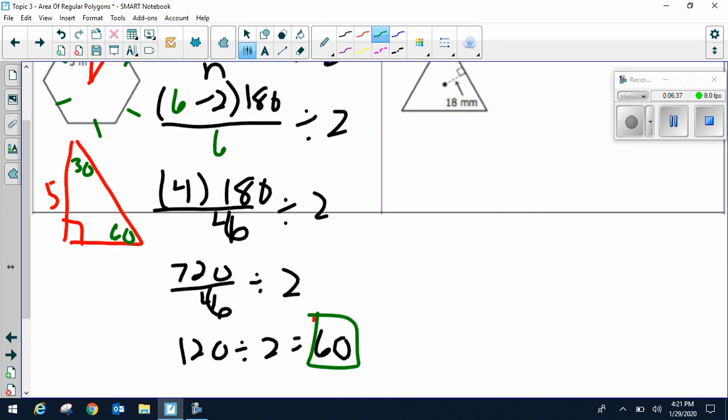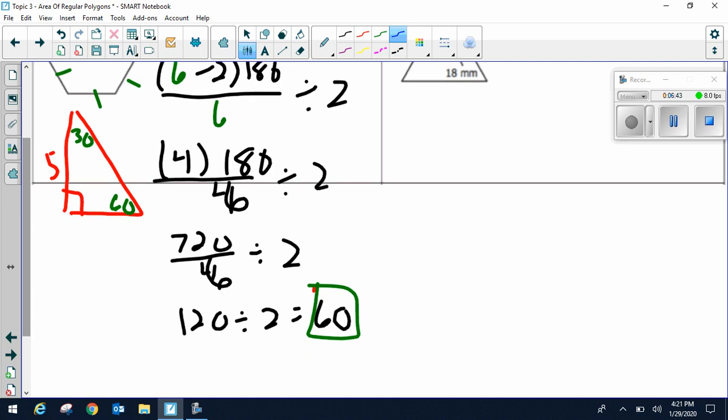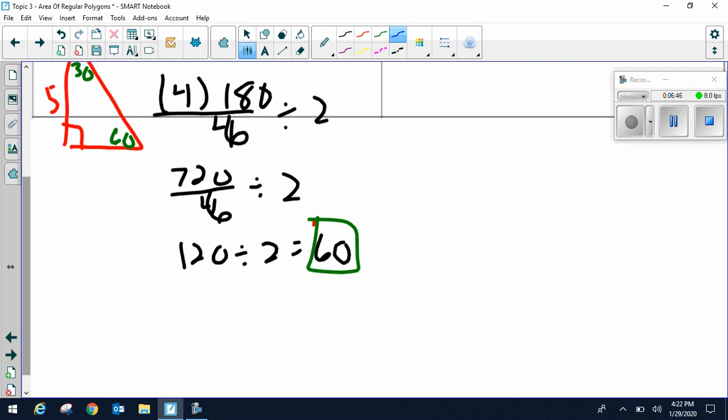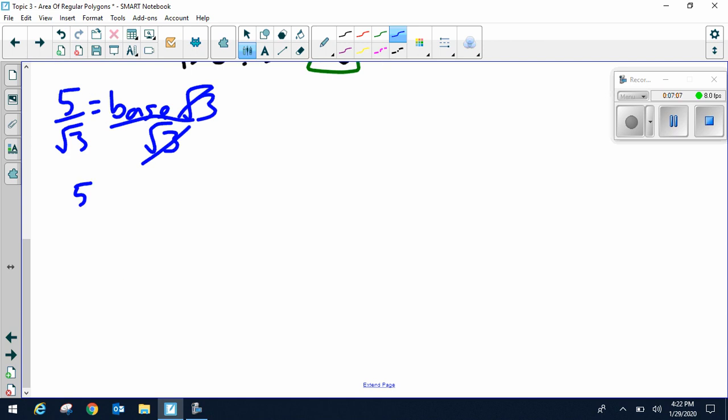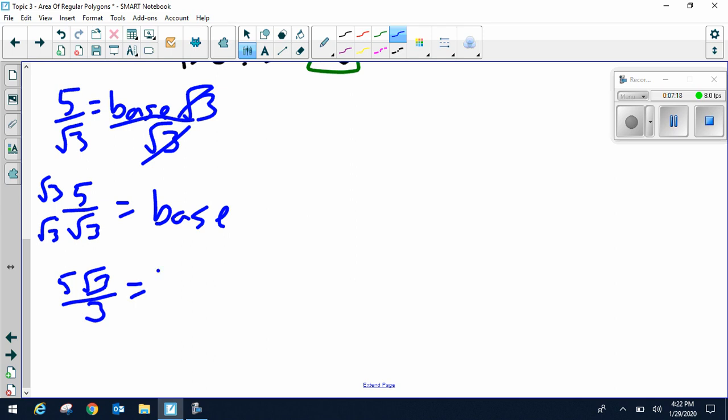So, to be able to find the area of this triangle, I need the base. Okay? It's a 30, 60, 90 right triangle. And remember, in the 30, 60, 90 right triangle, the side opposite 60, which is 5 in this case, is always equal to the base times the square root of 3. So to find the base, we're going to have to divide both sides by the square root of 3. So you get 5 over the square root of 3 equals the base. You're going to multiply by the square root of 3 on the top and the bottom. So you get 5 square root 3 over 3 is your base. That is my base.